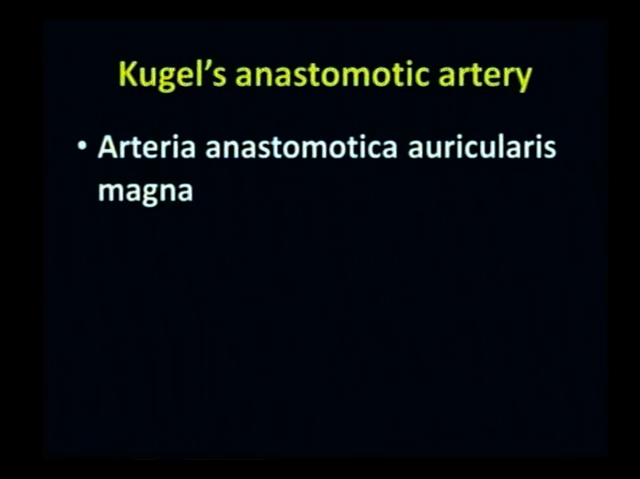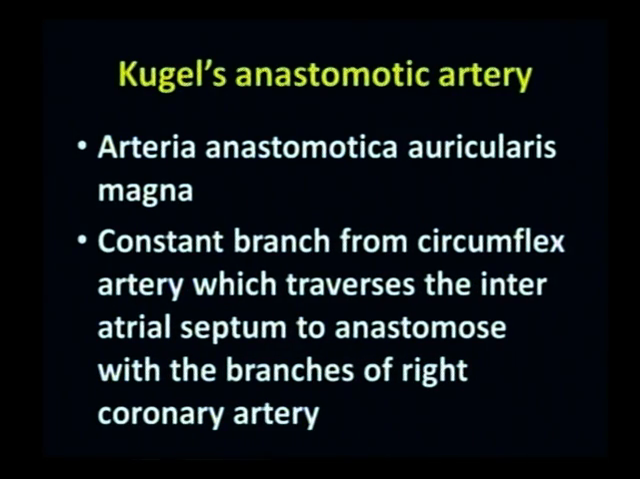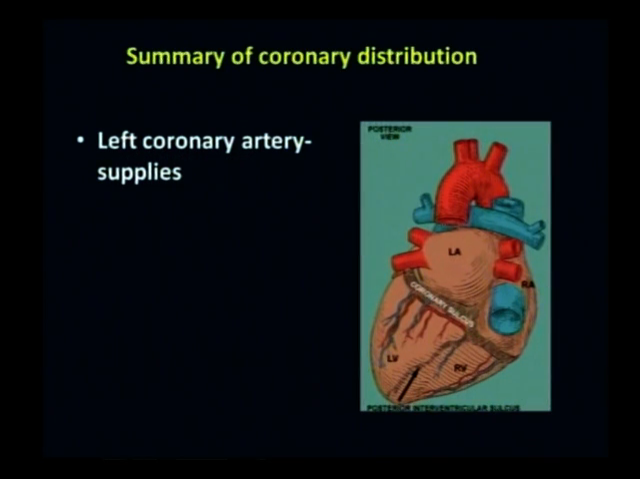So, I have already described this Kugel's anastomotic artery, a branch from the circumflex artery which traverses the interatrial septum to anastomose with the branches of the right coronary artery. We have described this already. So, we can now summarize the left coronary artery.